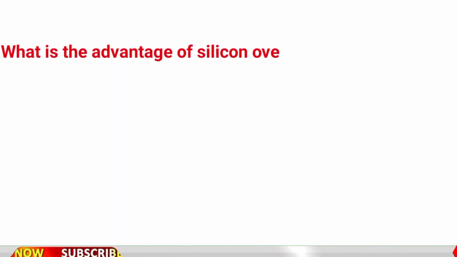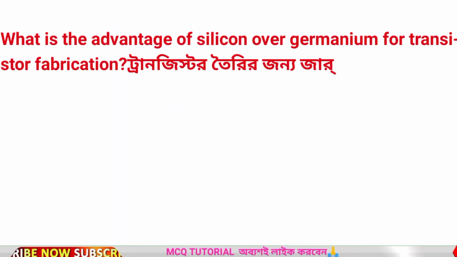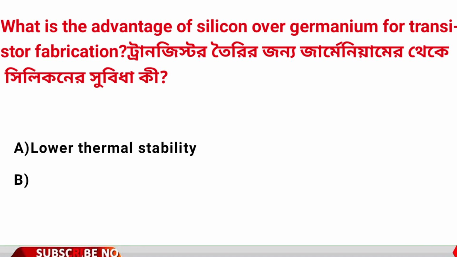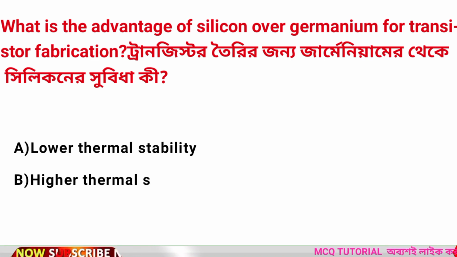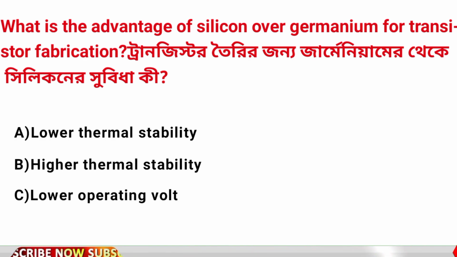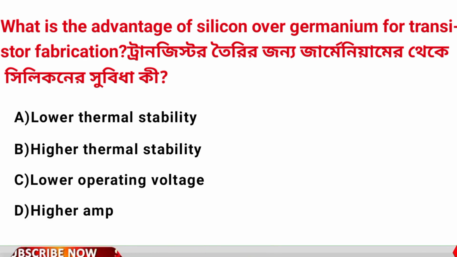What is the advantage of silicon over germanium for transistor fabrication? Option A, lower thermal stability. Option B, higher thermal stability. Option C, lower operating voltage. Option D, higher amplification factor.